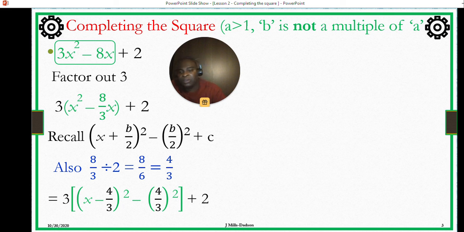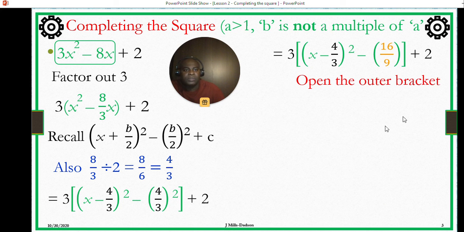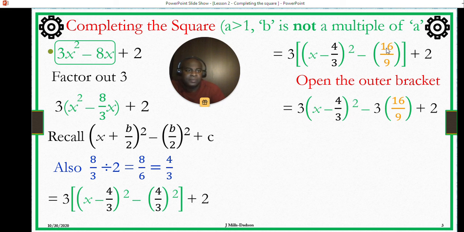Now, we need to work out 4 over 3 squared. That gives us 16 over 9. Open the bracket, so 3 multiplies each of the 2 sections in the bracket. That's what we've got. Now, from here onwards, this remains the same. Nothing changes. All we need to do is compute this section. So let's do it step by step. We work out 3 times 16 over 9, which gives us 16 over 3. So replace this with 16 over 3.